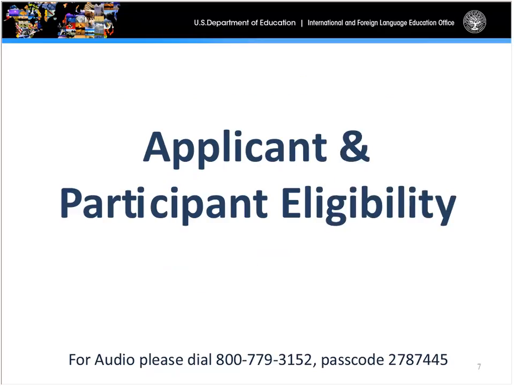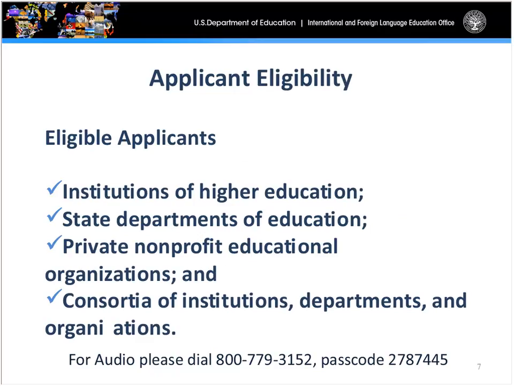So, eligibility. Who can apply for this grant? Eligible applicants are institutions of higher education, state departments of education, private nonprofit educational organizations, or a group of those 3. So it could be, for example, an institution of higher education partnering with a nonprofit, or a state education agency partnering with a nonprofit. So any consortium of those, any mix, if you will, of that group.